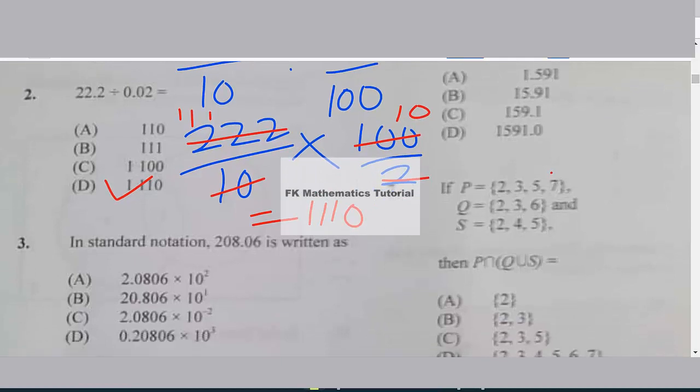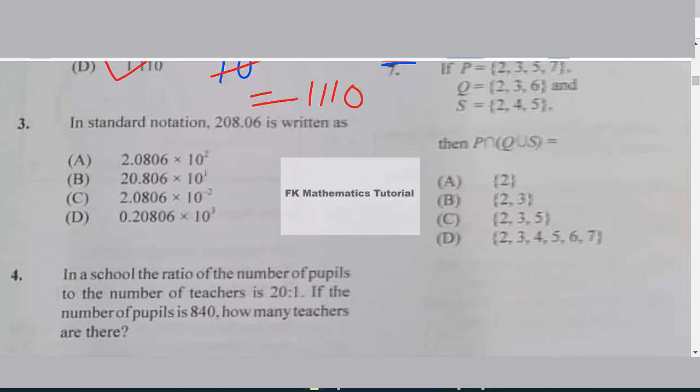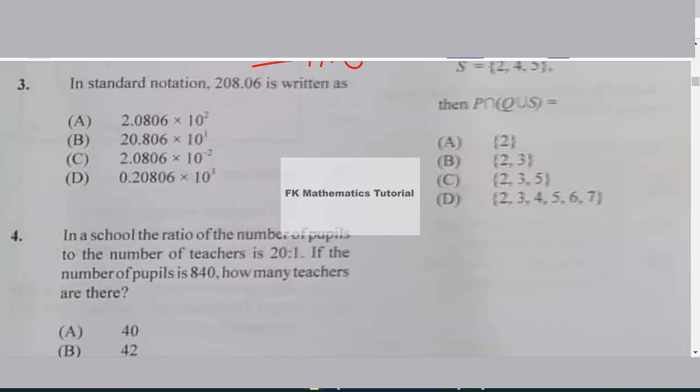In standard form, in standard notation, 208.06 is written as. So in standard notation, we need to move the decimal point until the number will be between, that is 1 is less than or equal to the number, but it's less than 10. So right now the number is 208, which is not within this interval.